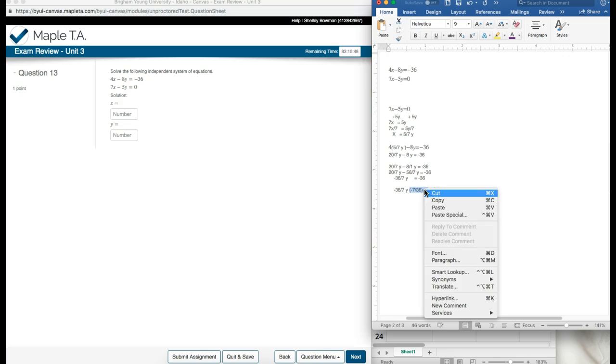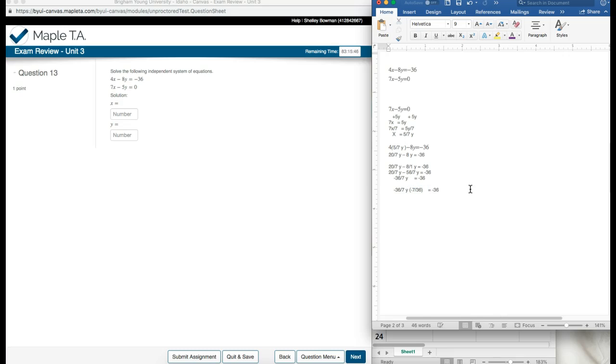And I'm going to just copy and paste this over here. I'm going to multiply this by negative 7/36. Now on the left-hand side, I end up with 1. 1 times y is y. And on the right-hand side, I end up with negative 36 divided by a negative 36, or a negative times a negative is positive, so I can ignore the negatives now. And 36 divided by 36 is 1, and 1 times 7 is 7. So I get y equals 7.